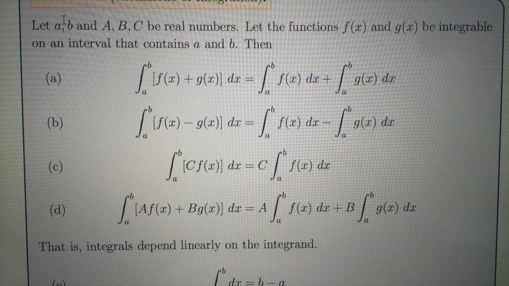In examples A and B, when taking the integral of two functions being added or subtracted, you must split the integral into two separate integrals, then add or subtract. In example C, when a function is multiplied by a constant, the constant can be placed out front of the integral and can be multiplied after the integration. For example D, just combine A and C.